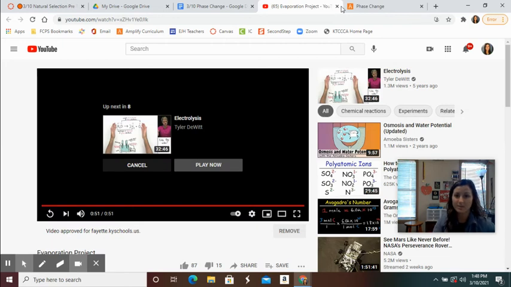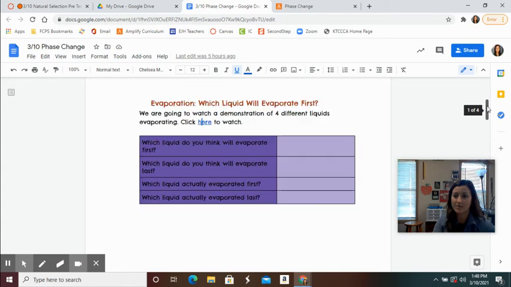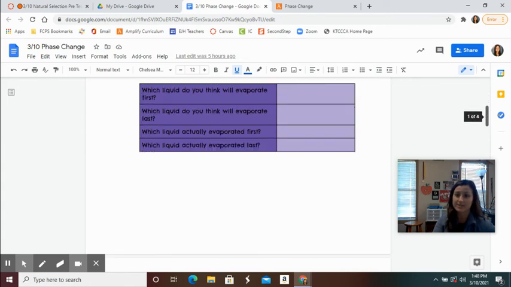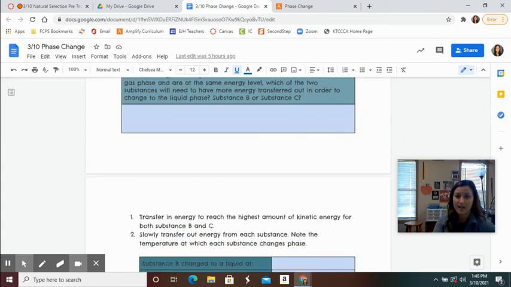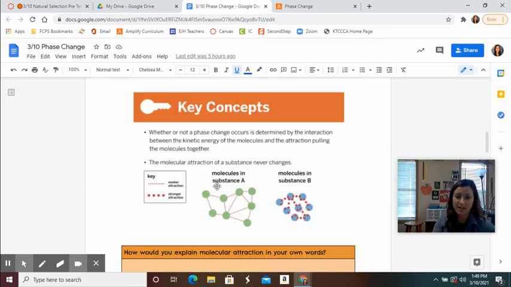Alrighty. So we figured out that our orange juice obviously was last, and then we had our nail polish remover that was first. And so we kind of talked about why we think that was the case. So then fill in your chart. And then there was the important key concepts down here, which I included because we're talking about molecular attraction.